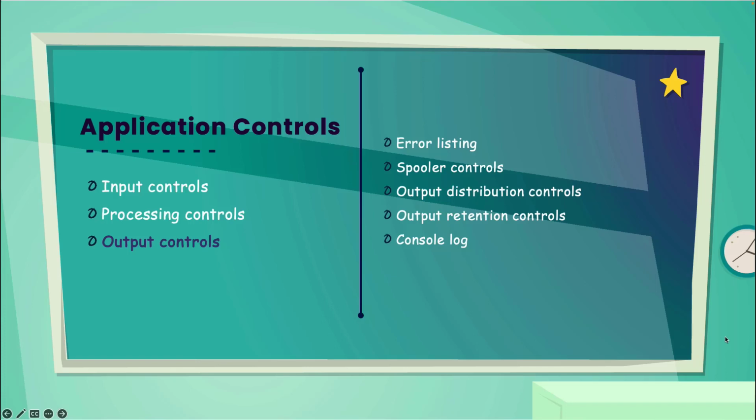And console log are logs of all significant activity, particularly interruptions and interventions. This log should be reviewed by a certain control group for any unusual activity. So as you can see here, we have different types of controls at all the stages of data processing, starting from input, processing of the data, and then to the output.